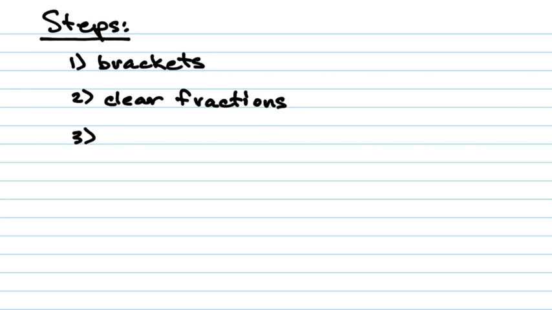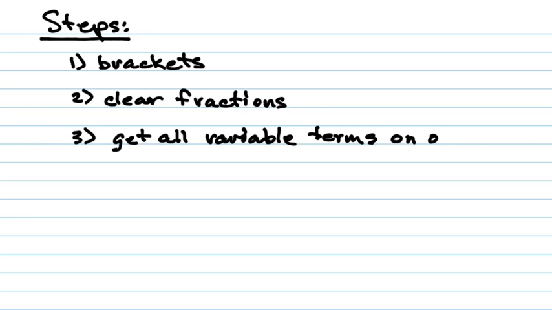Third step. And there are only 5 steps. Okay? Third step. Get all variable terms. I'm sorry, I always say number terms and then I always change it. Get all variable terms on one side. All right, go ahead and take a second to write that down, and then let me explain what I mean. You can always put more notes in. Okay? Get all variable terms on one side.